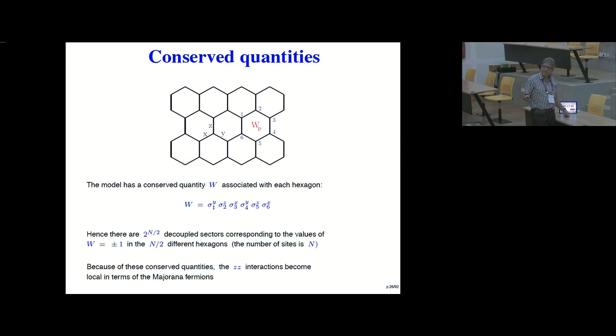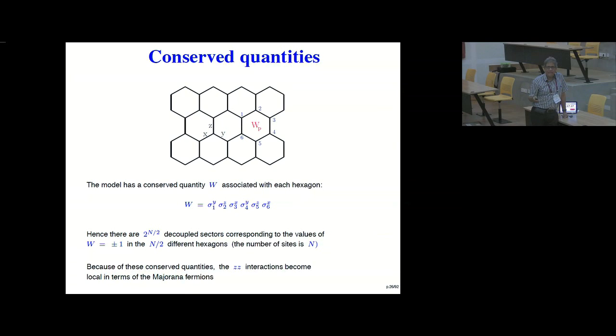Also, the W's on different hexagons also commute with each other. That also you can check just from this. Okay, so there's a fantastic model which, if you have an infinite system, has an infinite number of conserved quantities, all of which also commute with each other.